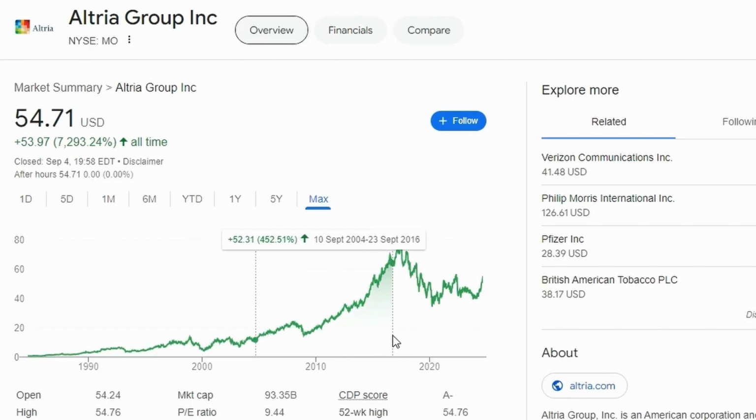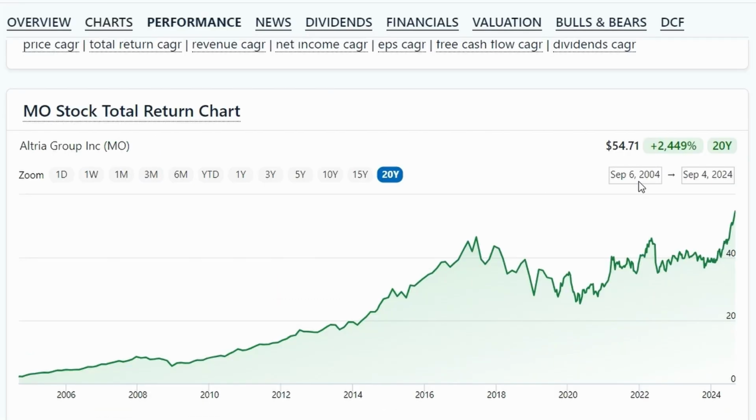Anyways, when we look at their past 20 years on Google Finance, it says that the total return is roughly about 370% from September 10th of 2004 to September 4th of 2024. That's a pretty respectable gain in that time period. However, when we look on FinanceCharts, I know it's not exactly the same dates, but it's roughly the same time period, right? September 6th, 2004 to September 4th of 2024, exact same time period, 20 years, the total gain is 2,449%. Why the heck is there such a difference?